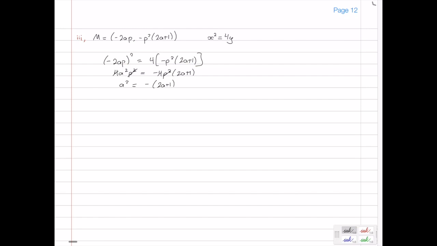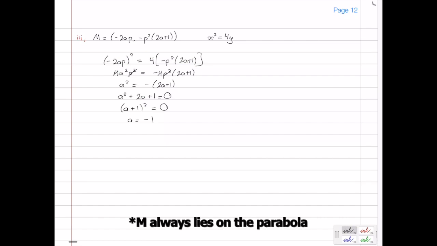Bringing that over to the left-hand side gives us a squared plus 2a plus 1 equals 0. Now this here we can recognize as a perfect square. That's going to be a plus 1 all squared equals 0, and so a is going to be equal to negative 1. So when a is equal to negative 1, the point M always lies on the parabola. Okay, and that's the end of part B.